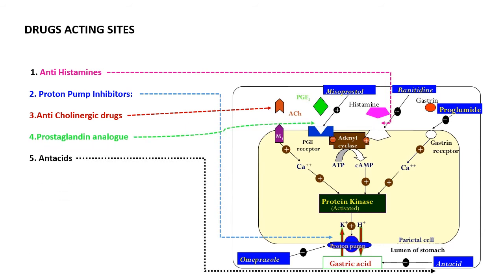Antacids are weak bases that react with gastric hydrochloric acid to form salt and water and reduce intragastric acidity. They also promote the mucosal defense mechanism by stimulating mucosal PG production.